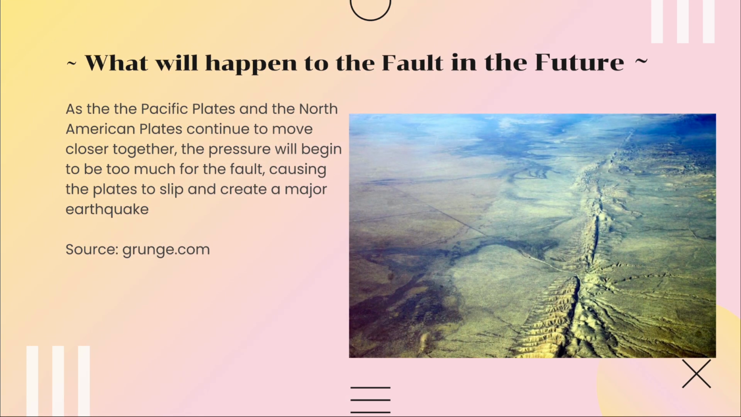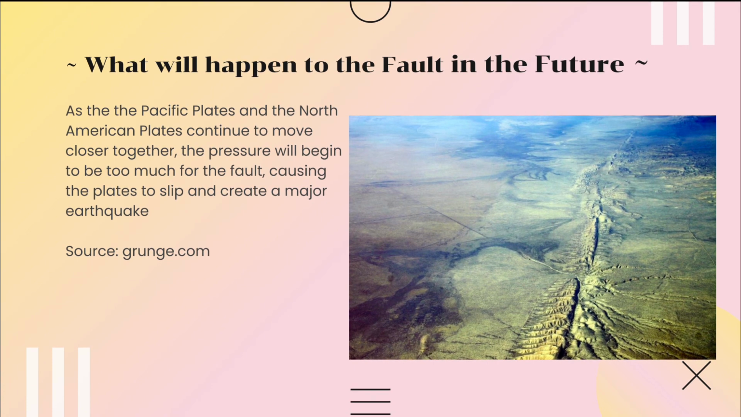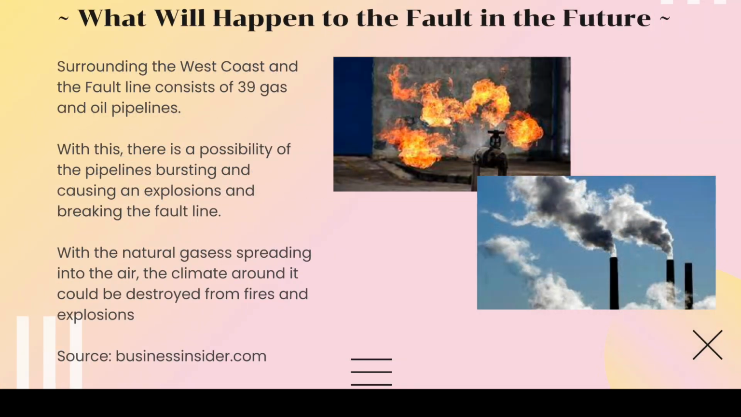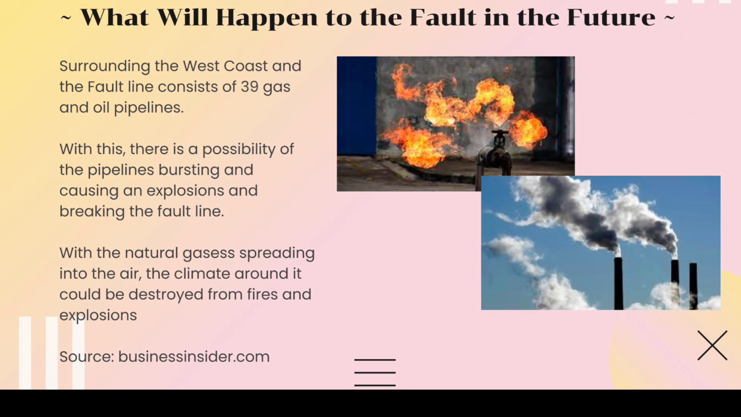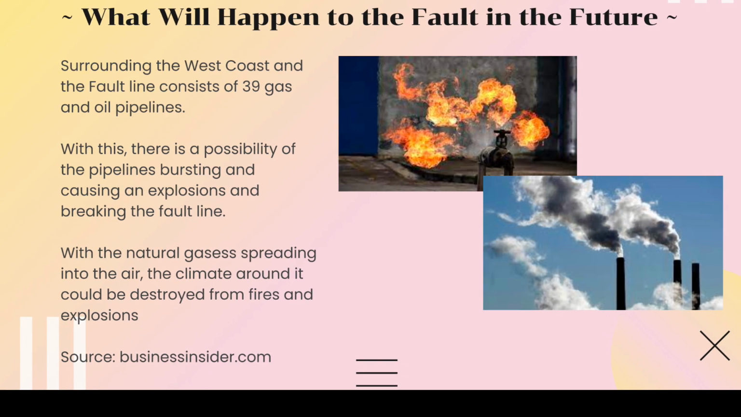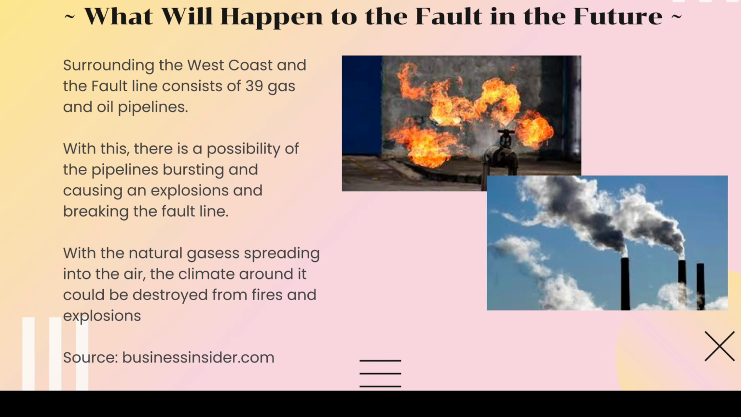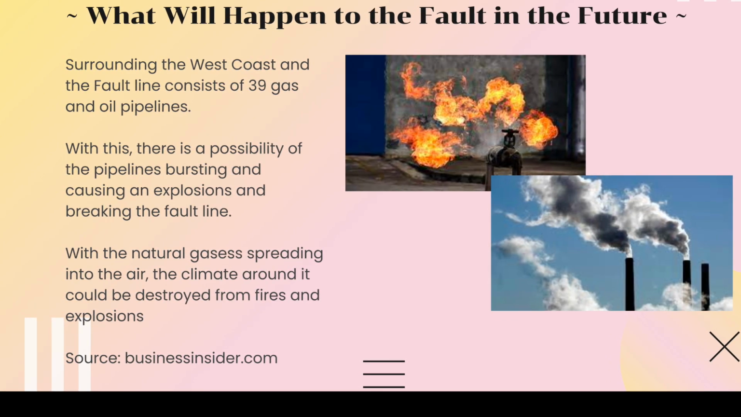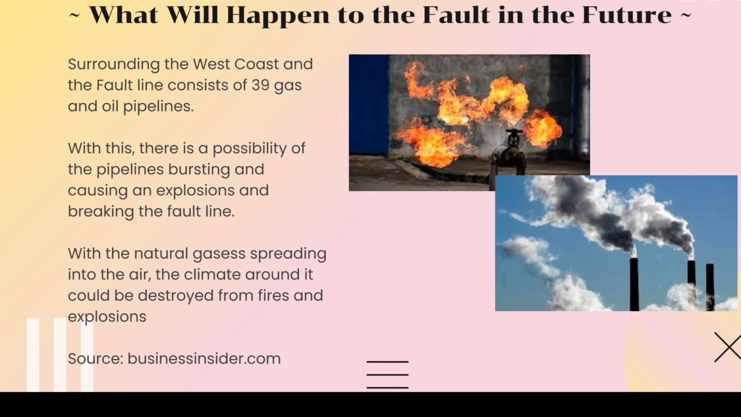In the near future, the Pacific and North American plates will move closer together, building up pressure causing a plate slip within the fault. It is also possible for a gas explosion within the fault, as it appears to have more than 39 gas and oil pipelines going through it. With this, the gases in the air from the explosion can cause possible fires and climate change within the areas of California.